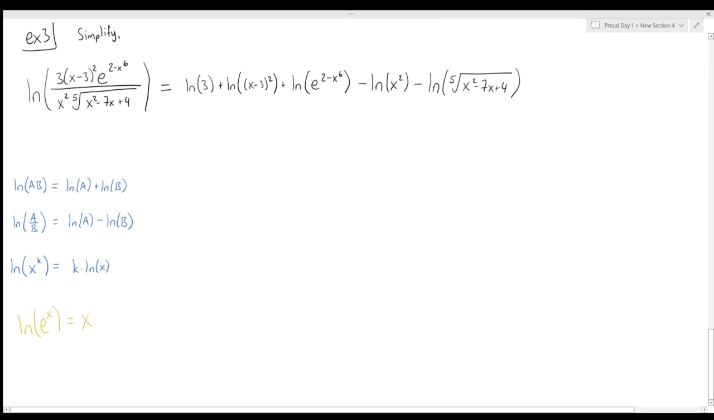So let's see how we can apply those rules to what we have here. So this will give us natural log of 3. Here you can bring the 2 out to the front to get 2 natural log of x minus 3. Now for this term here, that's ln with an exponential. So the ln and the e would sort of cancel. It leaves us with 2 minus x to the 6th, whatever was in the exponent, okay? For this term, you can bring the 2 out to the front.